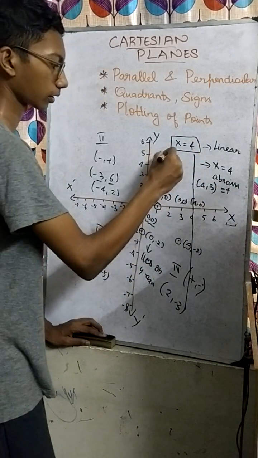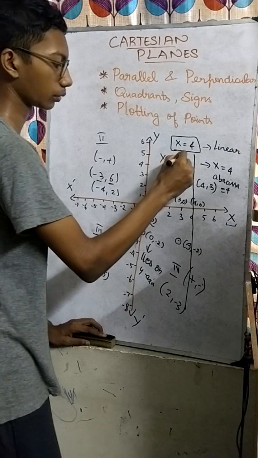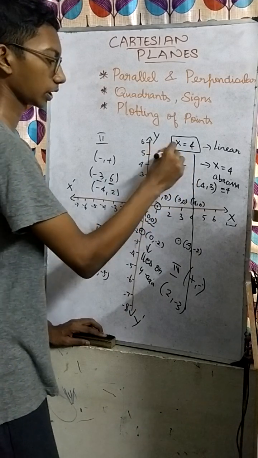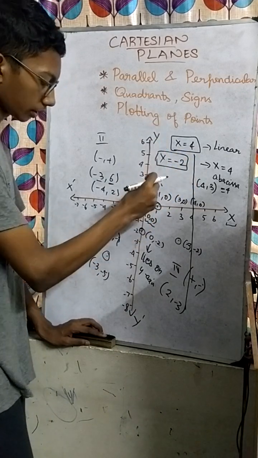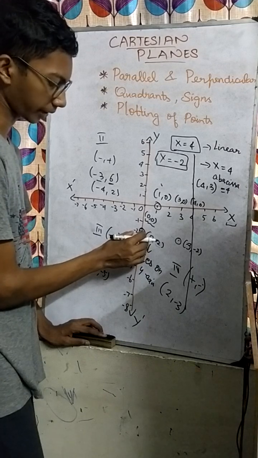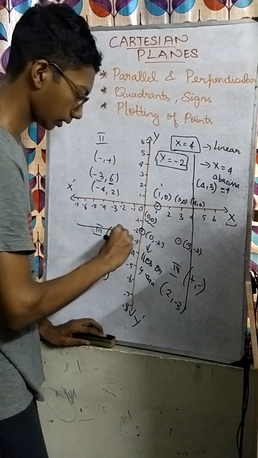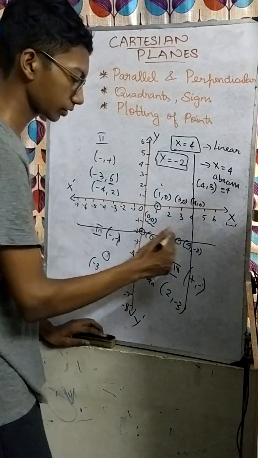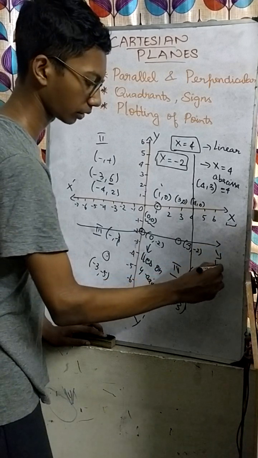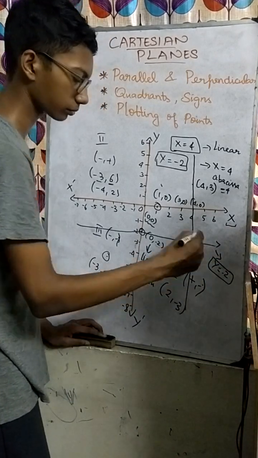The same goes for y. Let's say you have y equals minus 2 as an equation given to us. So on the y-axis we'll take minus 2. So the line that is needed is this. This is y equals minus 2, the line for y equals minus 2.